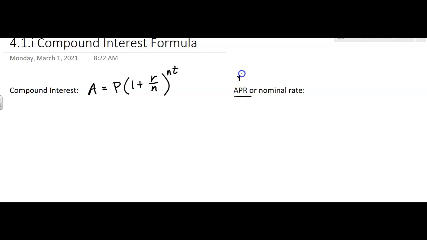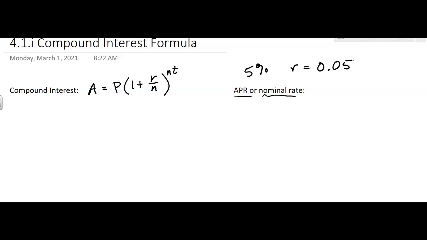That's going to be for us R. It's also called the nominal rate. Okay, so you take some money, you put it in an account, maybe it's earning 5% interest, then the rate is going to be given as a percentage. Say you're having a 5% interest rate, then R would be 0.05. Okay? All right, so we have to take the percentage and change it to a decimal.